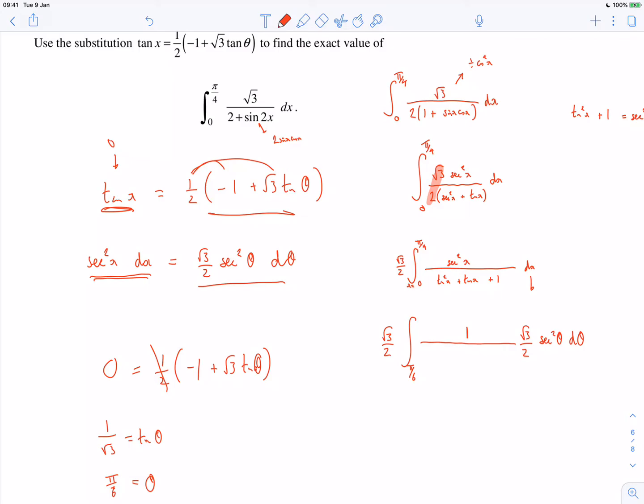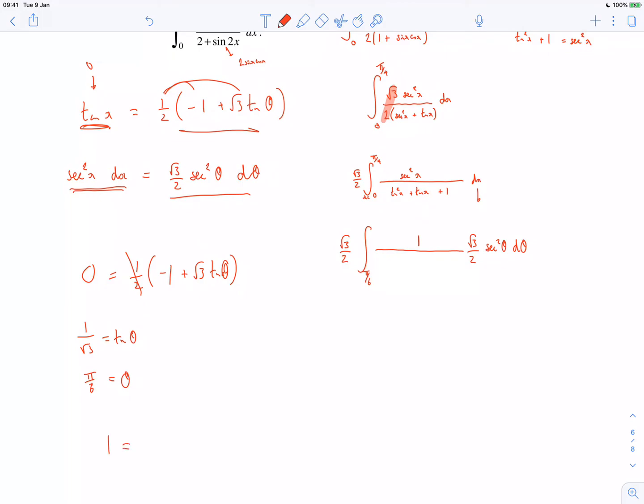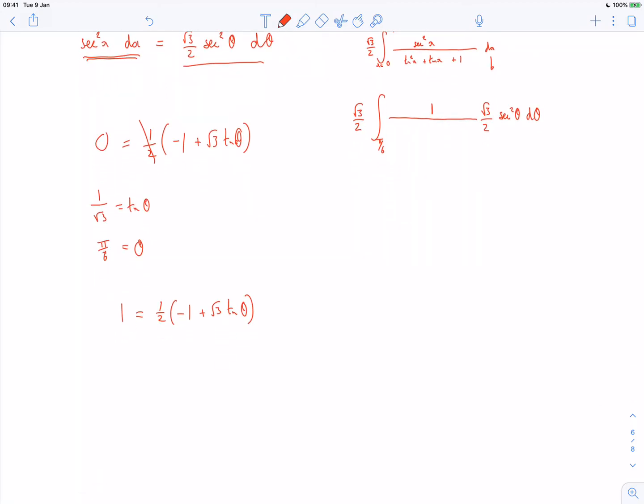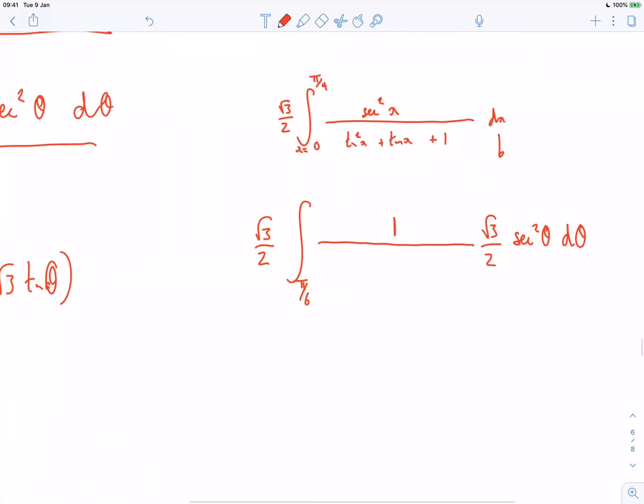And when I make it pi over 4, well, tan of pi over 4 is 1. So when 1 equals a half of minus 1 plus root 3 tan of theta, then if I times by 2, that becomes 2 equals minus 1 plus root 3 tan of theta. And if I add 1, that becomes a 3, so that becomes root 3 tan of theta. And then when I divide by root 3, I'll get root 3 is tan of theta, and that's just when theta is 1/3 of pi. So now the limits are between 1/6 of pi and 1/3 of pi.